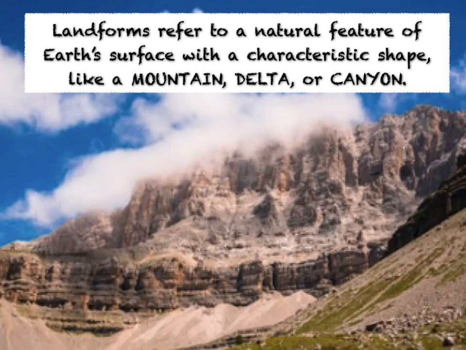We are definitely on the right track here with these landforms. Now let's record this definition of landform into our notebook. A landform refers to a natural feature of Earth's surface with a characteristic shape like a mountain, delta, or canyon.